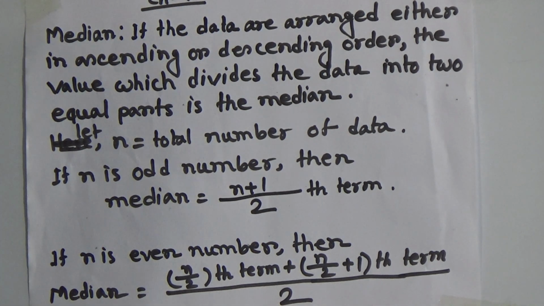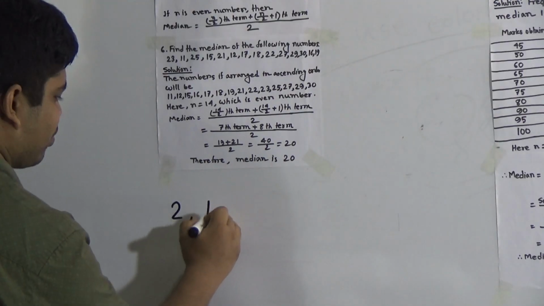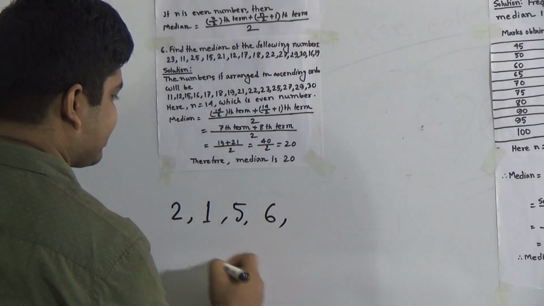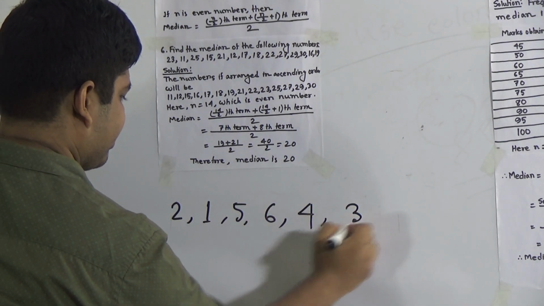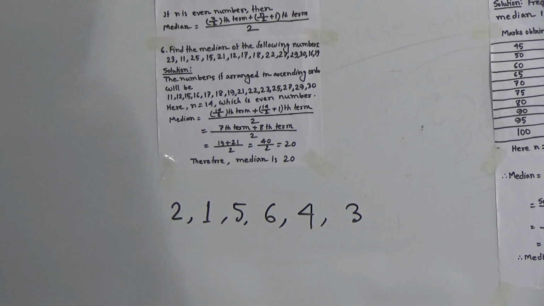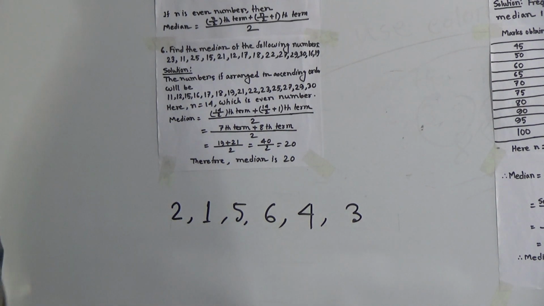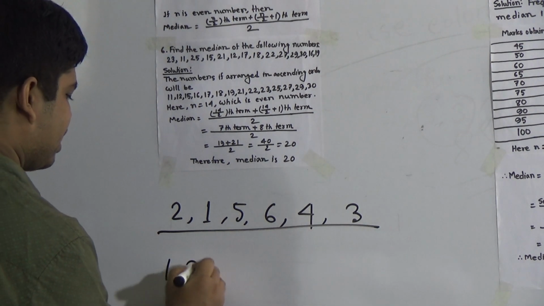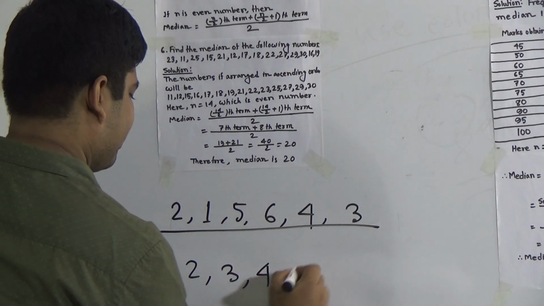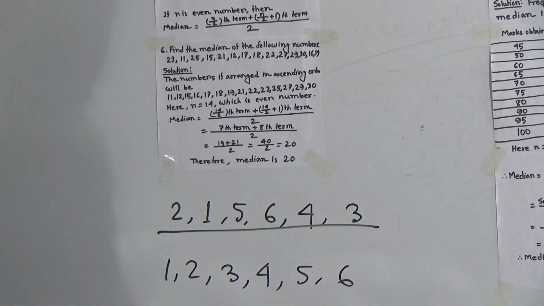Now my dear students, notice, at first we write the data: 2, 1, 5, 6, 4, 3. So my dear students, is this data arranged or not? This data is not arranged. So when we want to find the median, at first we arrange the data in ascending or descending order. Here we arrange the numbers in ascending order. So if we arrange, then we get 1, 2, 3, 4, 5 and 6. Now these numbers are arranged in ascending order.